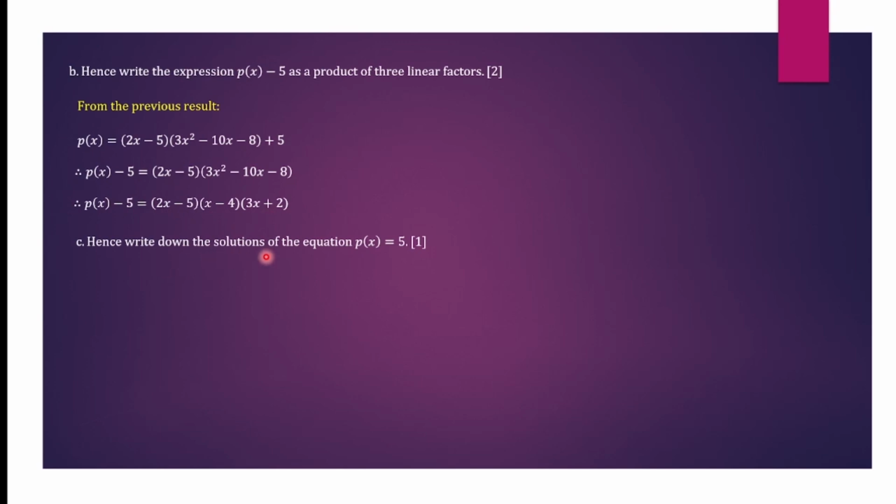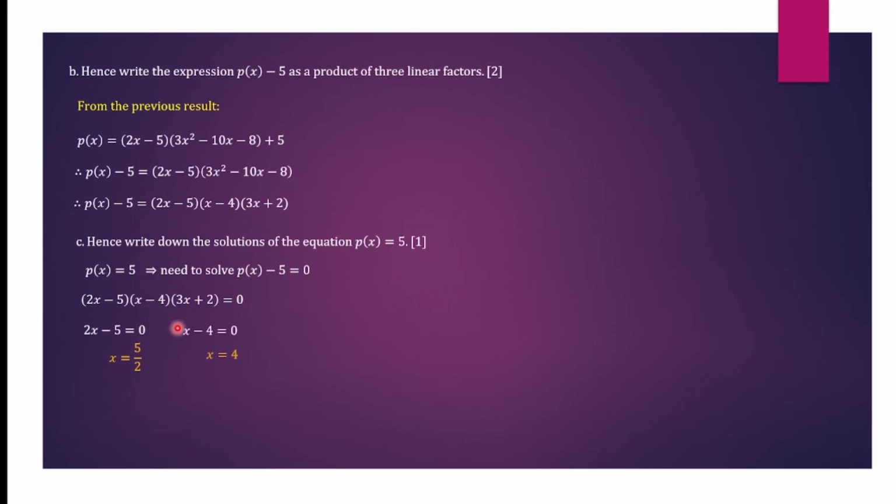Next, we want to write down the solutions of the equation p(x) equals 5. So for p(x) equals 5, that implies we need to solve p(x) minus 5 equals 0. And we already know what p(x) minus 5 is here. So we simply solve this equation. For the first factor, we have 2x minus 5, and we set that equal to 0 because we want to find the product that will equal 0 here. So if x is 5 on 2, this factor will become 0, which gives us a 0 result here.